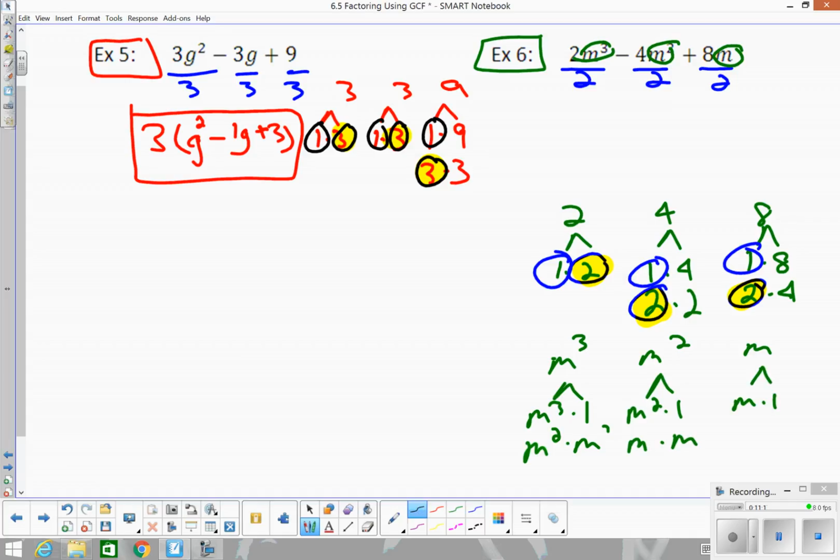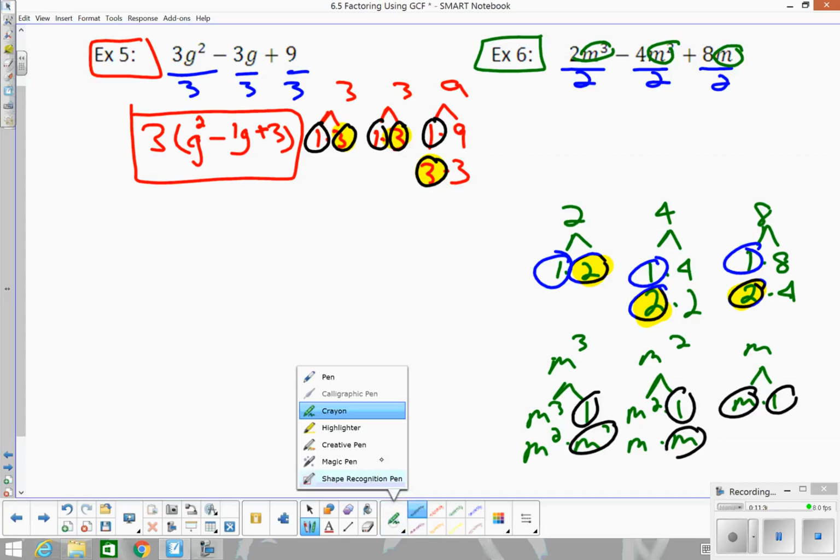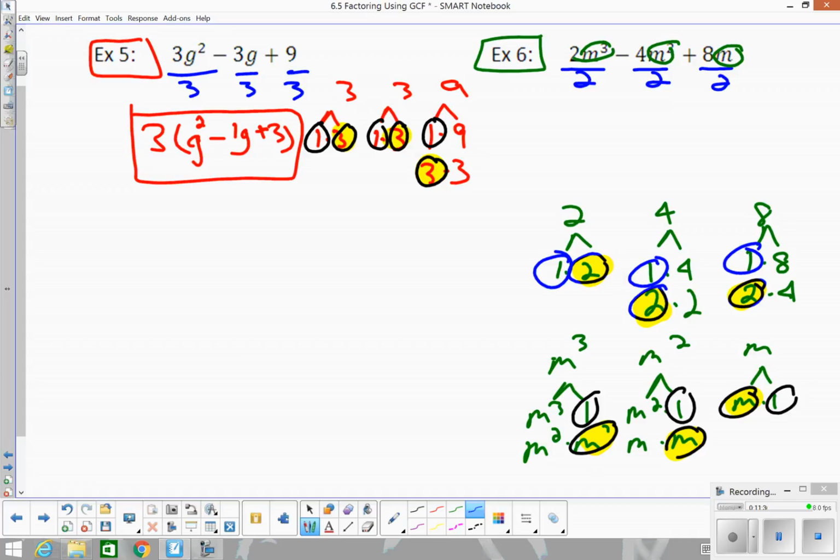Go ahead and circle what you have in common. They all share a 1, and they all share an m to the first power. So if they all share an m to the first power, that is what I'm going to be able to take out. So in that case, that is my greatest common factor for my variable. So an m, and m. So when I divide down, I'm going to get what I have in the parentheses.